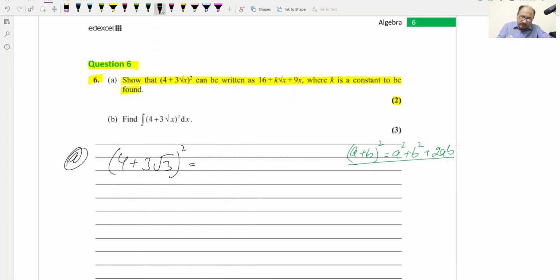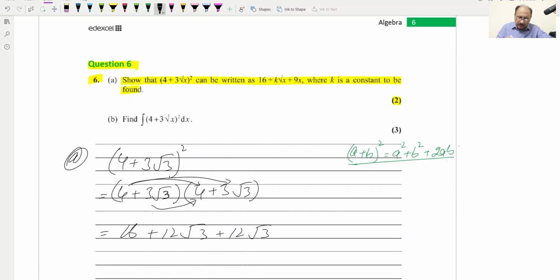Like for example, this one we can rewrite as 4 plus 3 under root 3, multiplied by 4 plus 3 under root 3, and now we can multiply. 4 into 4 will be 16, and 4 into 3 under root 3 will be plus 12 under root 3, then this multiplied by this will be plus 12 under root 3, and this multiplied by this will be 9 plus 9 under root 3 squared.